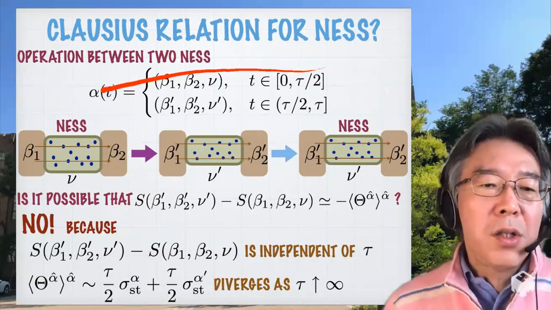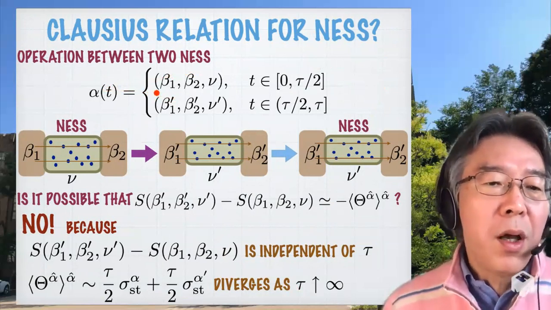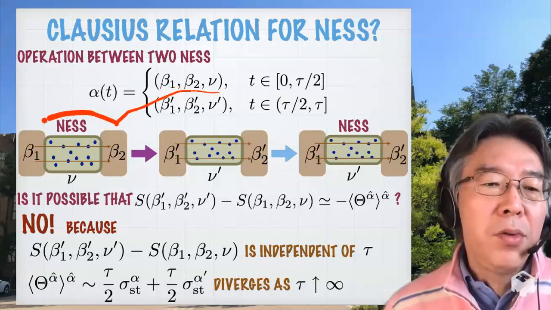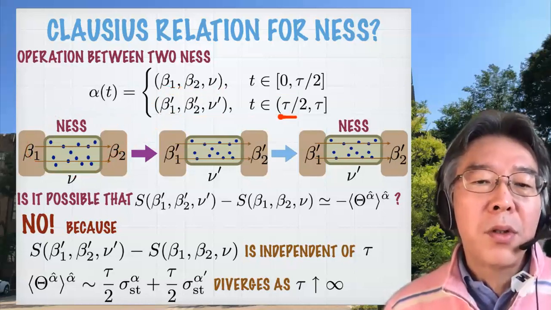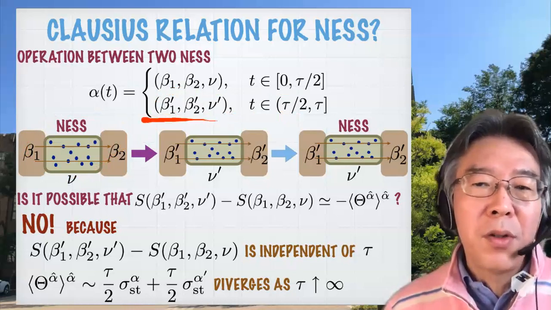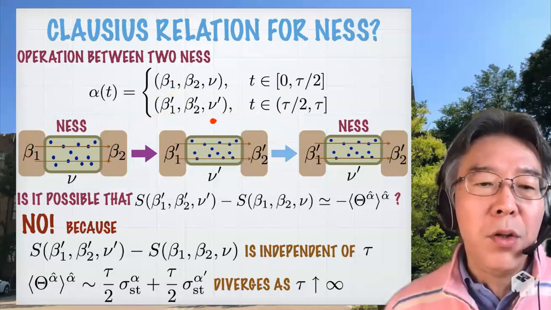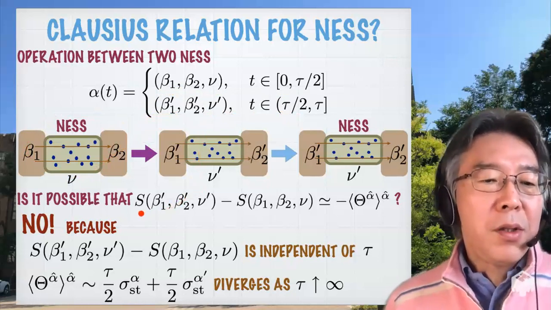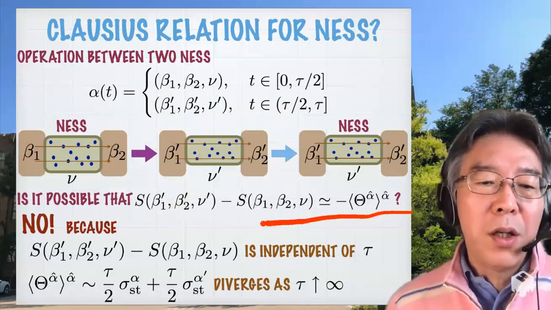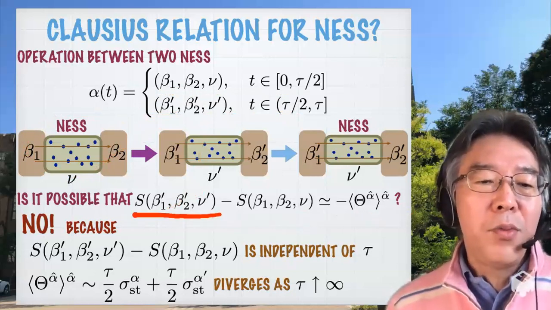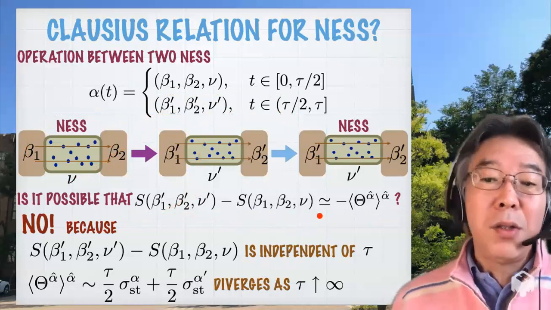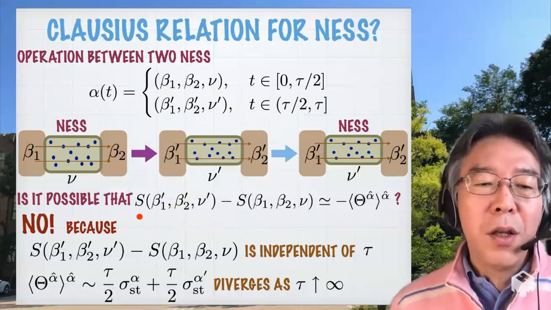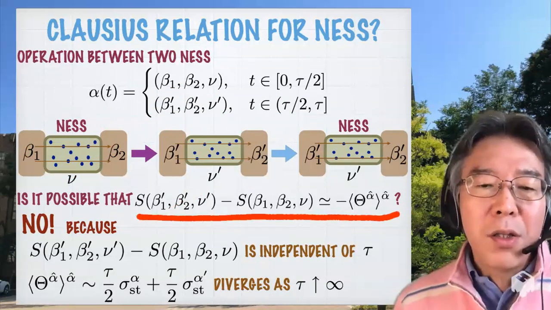Now I ask if there is something like Clausius relation for NESS. So let's consider this step protocol that we considered before. First, we have our parameter beta 1, beta 2, nu. And at some stage, at time tau over 2, we change the parameter suddenly to beta 1 prime, beta 2 prime, nu prime. Okay. And now we ask, is it possible that we have this kind of relation? So we don't know what this entropy is. This is a non-equilibrium entropy, but can we ask if it is possible that this kind of relation is valid?